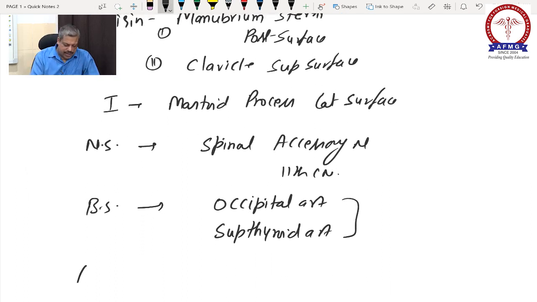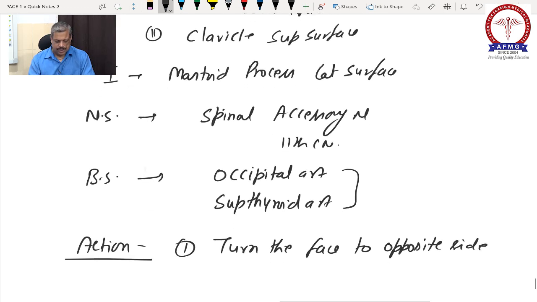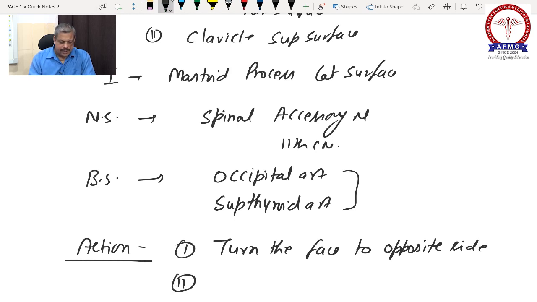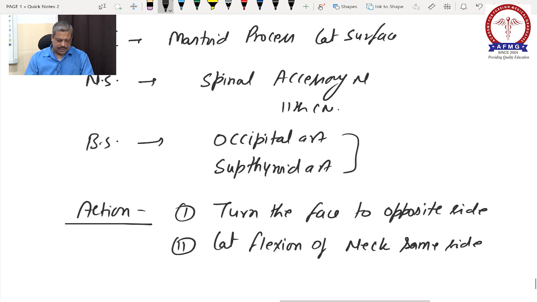Next question, what is the action of sternocleidomastoid muscle? Its action number 1, turn the face to opposite side. Clear? And the second, lateral flexion of the neck, same side.